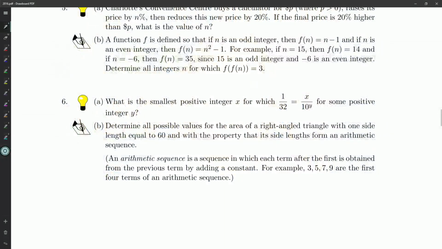Root Beer here as always with question number 6 in this video on our 2016 Euclid contest. So let's see what we've got with question 6. Two parts here. Light bulb and written as we've seen for the last couple questions. And what have we got for part A? What is the smallest positive integer x for which 1 over 32 is equal to x over 10 to the y for some positive integer y? Okay. So a positive integer x and a positive integer y.